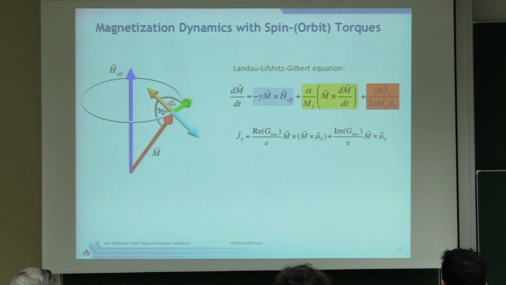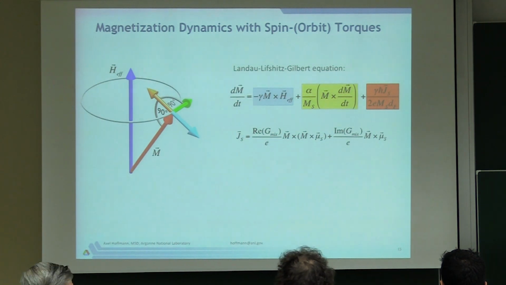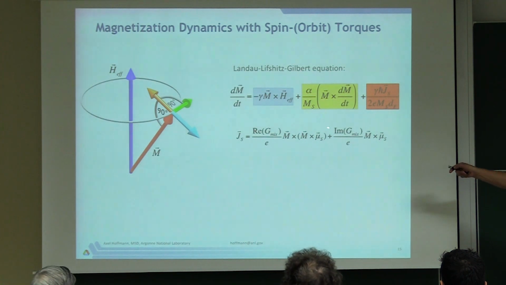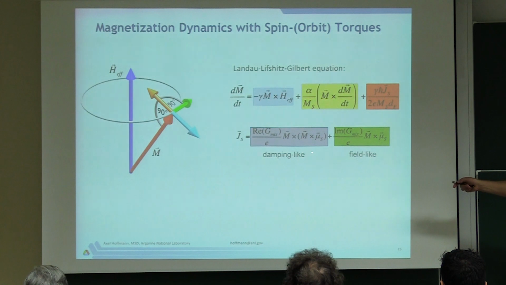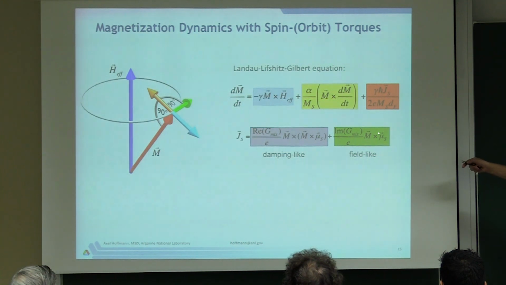If you really want to know the details, the expert is sitting there, so I hope I don't say anything that goes against the grain. But you can have one torque that has the same symmetry as this one, which is known as a damping-like torque, and another torque where the spin accumulation that you generate acts like an effective field, and therefore it's called a field-like torque.